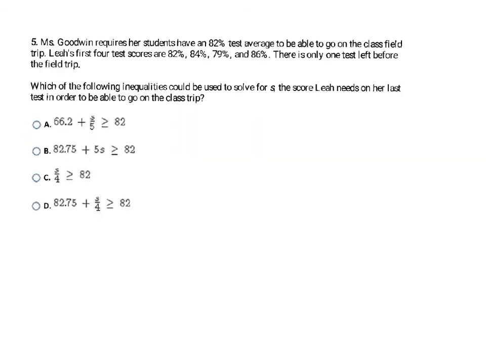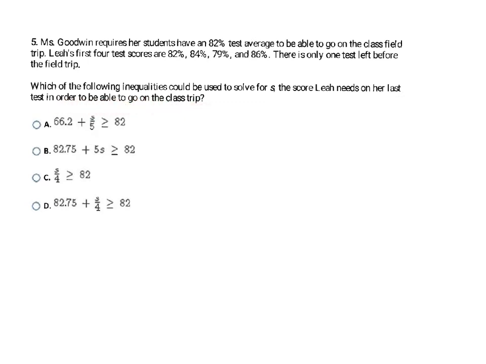This board problem says Ms. Goodwin requires her students to have an 82% test average to be able to go on the class field trip. Leah's first 4 test scores are 82%, 84%, 79%, and 86%. There's only one test left before the field trip. Which of the following inequalities could be used to solve for S, the score Leah needs on her last test in order to be able to go on the class trip?